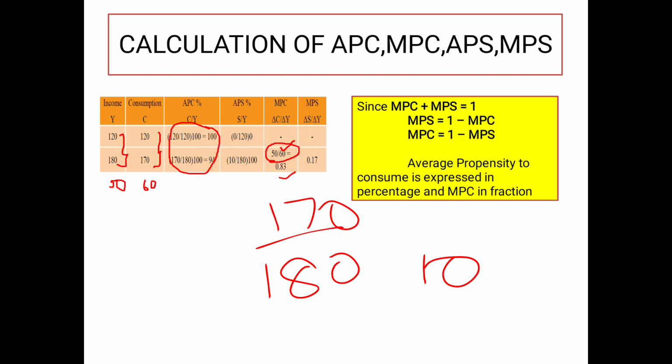Next we are going to see APS. APS we have already seen: you get 120 and you spend 120 for consumption, so it will be 0. In the second row, 180 is the income and 170 is for consumption, so 10 is remaining as the savings. Now you have to calculate this: 10 is your savings, and your income is 180, into 100. This is how we calculate.